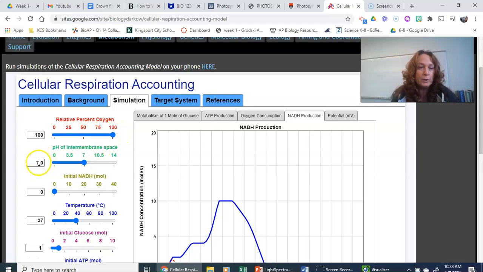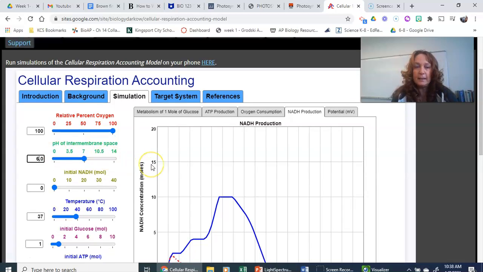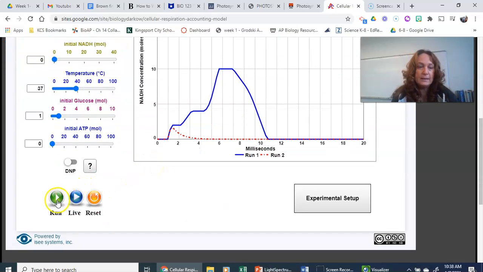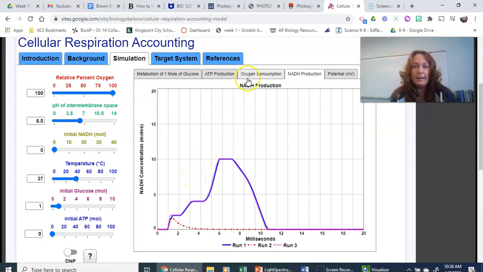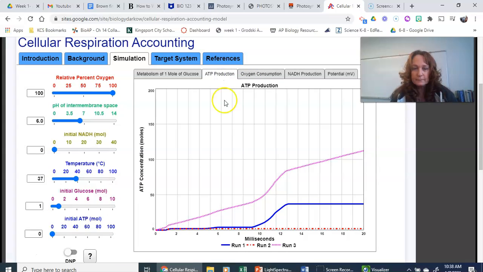So now I'm going to change the pH to 6. Leave everything the same. And I'm going to run. So I'll go back up here and see what happened. Okay, so this is this purple. So I'm going to write myself my notes.